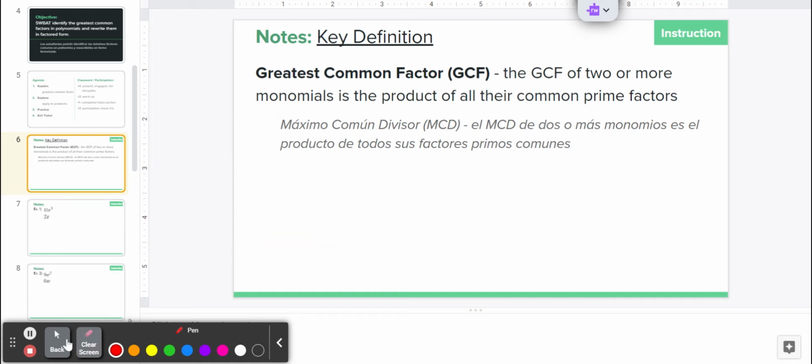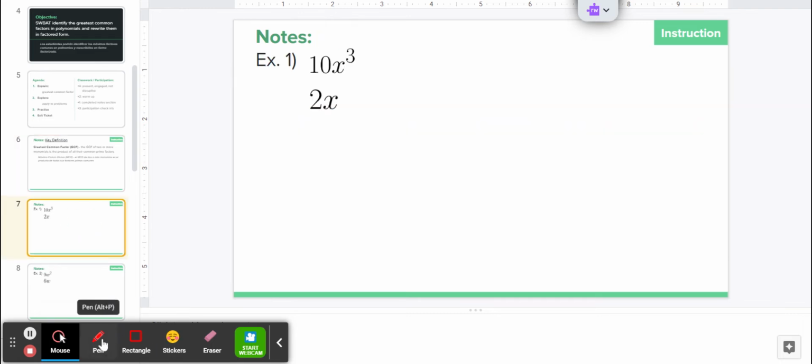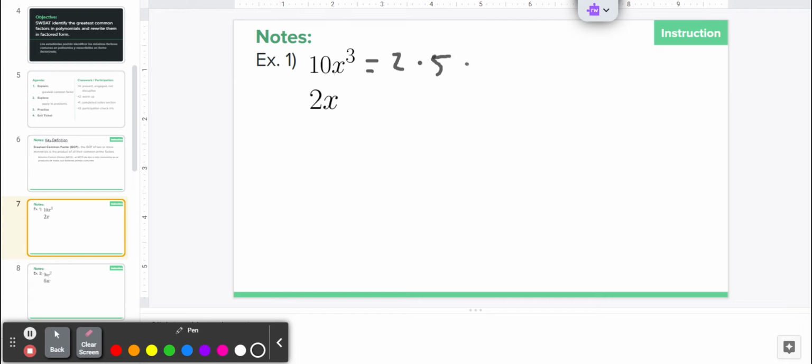Okay, it becomes a little more complicated when we're looking at monomials. Let's see how this shows up in our first example. So if I have 10x to the third power, we want to write out a list of factors, but we're going to write it as a multiplication problem. So 10x to the third power, I'm going to write as 2 times 5 times x times x times x. 2 times 5 gives us 10, and x times x times x is just the expanded form of x to the third power. We do the same with 2x, but we can't expand it out any further. We just get 2 times x.